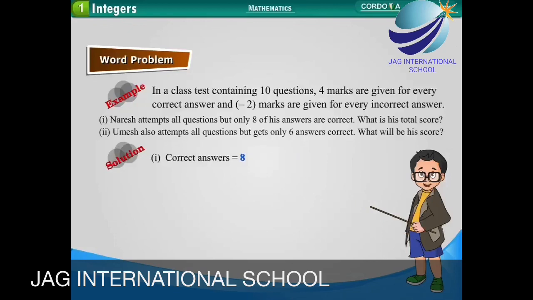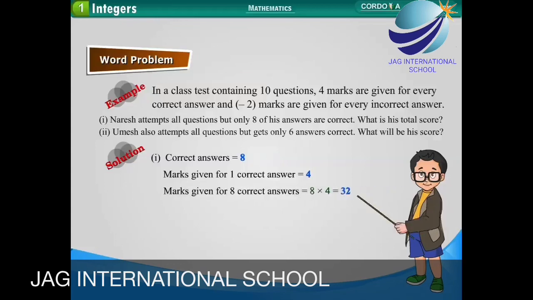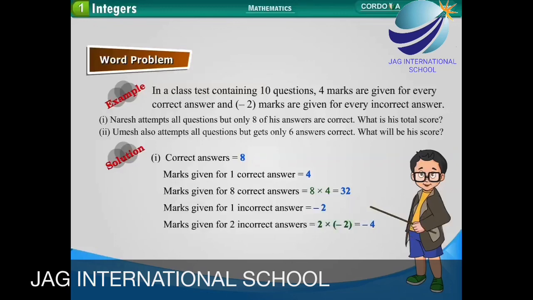Solution: correct answers is equal to 8. Marks given for 1 correct answer, 4. Marks given for 8 correct answers is equal to 8 into 4, which is equal to 32. Marks given for 1 incorrect answer is equal to negative 2. Marks given for 2 incorrect answers is equal to 2 into negative 2, which is equal to negative 4. Total score of Naresh is equal to 32 plus negative 4, which is equal to 28. Therefore, total score of Naresh is 28.